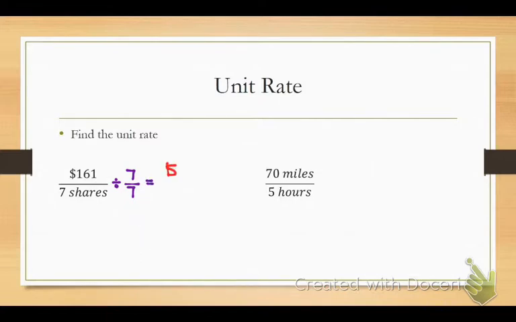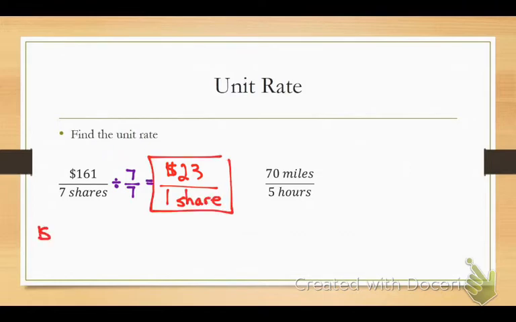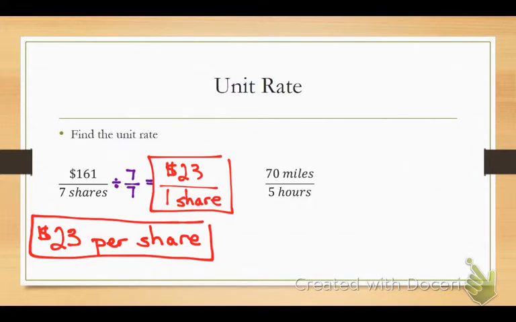Divide top and bottom by 7 and you get $23 per share, or you could say it this way, $23 per share. Either way, you're saying the same thing. So you can write it as a fraction or with the word per, P-E-R. All right, go ahead and try the second one.